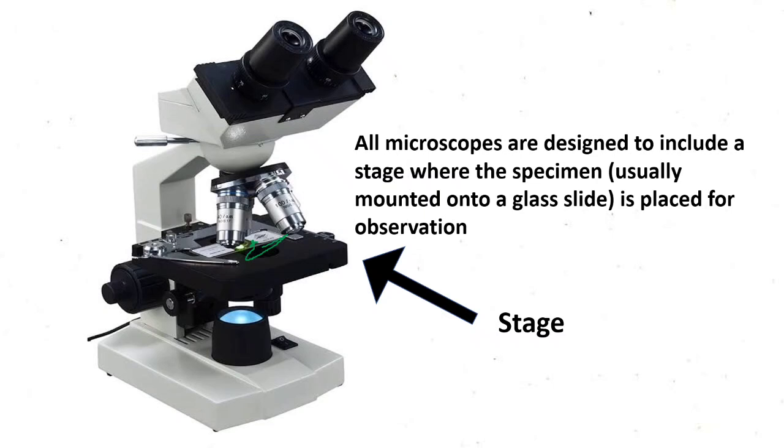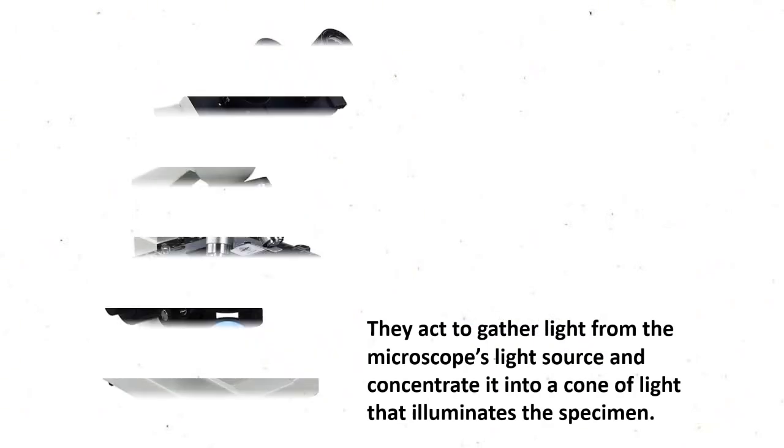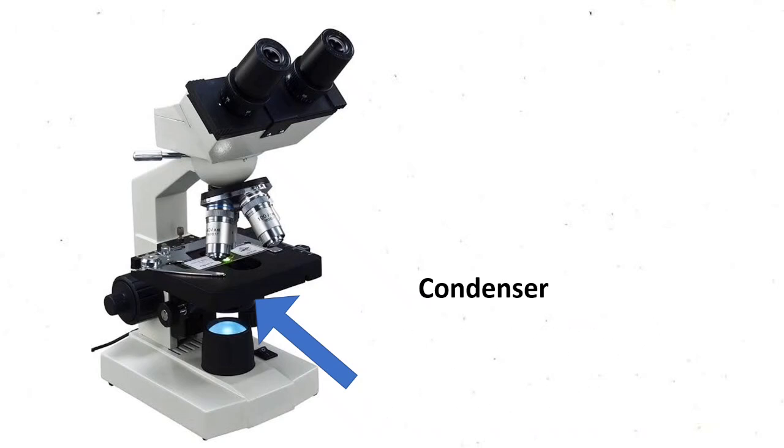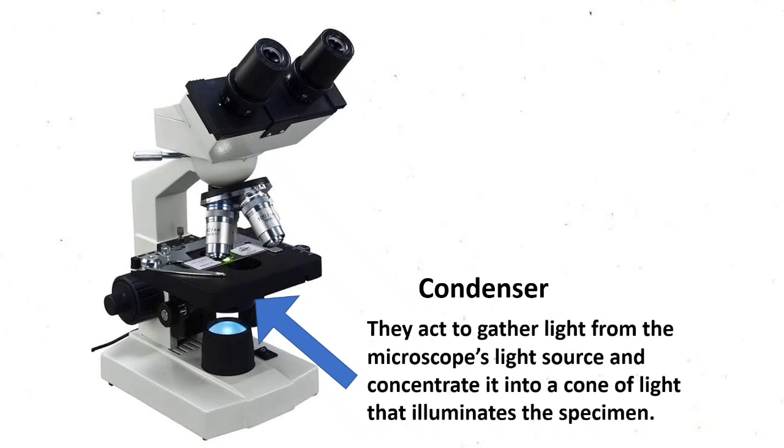All right, now let's look at the next part. Now, what part are we talking about? It is the condenser. If you look at it very well, the condenser acts to gather light from the microscope's light source. Now, where is the light source? Look at this image down here. Look at this particular thing here. That is the light source, or the illuminator. Now you can see that it is actually illuminating light.